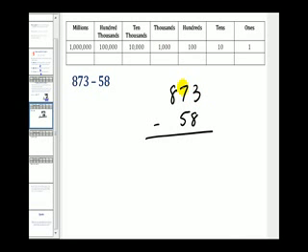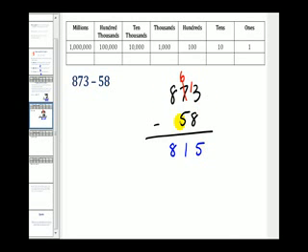If we borrow 1 from the 7, this would be 6. But if we borrow 1 from the tens column, we're really borrowing 10. So if we add the 10 to the 3, this becomes 13. And it's customary to just write a 1 right here and view this as 13 now. So we would have 13 minus 8, which would give us 5. And then we have 6 minus 5 in the tens column, that would be 1. And then we still have this 8 in the hundreds column. So 873 minus 58 is equal to 815.